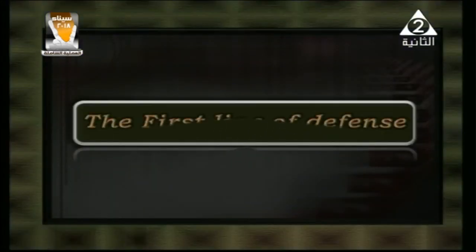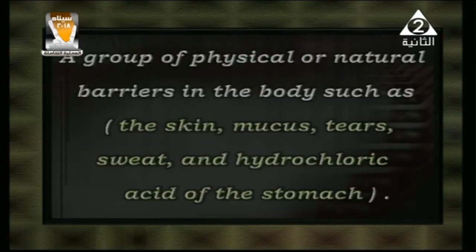The first line of defense that we have is a group of physiological or natural barriers inside your body, such as your skin, the mucus inside your nose, tears, sweat secreted by the sweat glands of the skin, and hydrochloric acid secreted by your stomach for digesting food. Those are called natural barriers. They are part of the structure of your body, and they are the first line of defense against the pathogens.